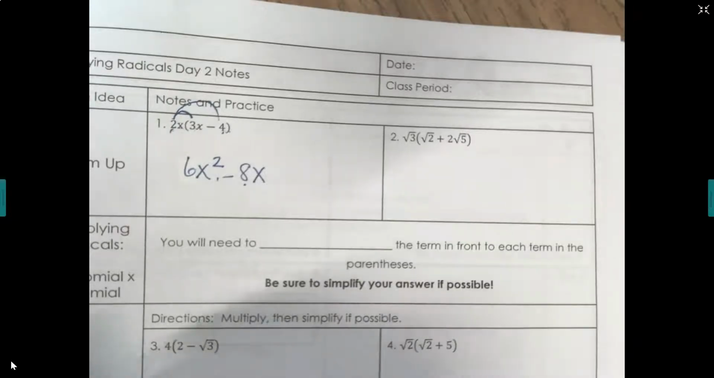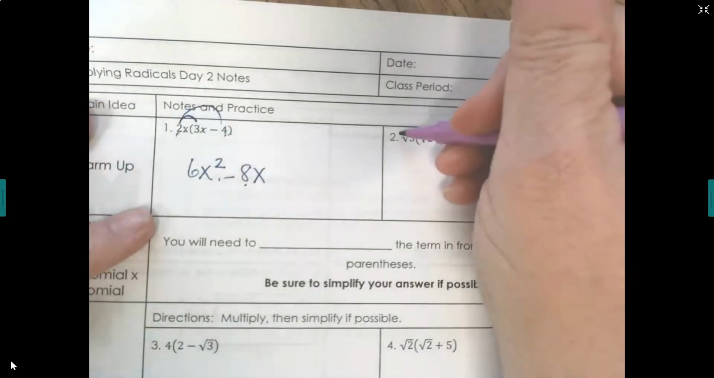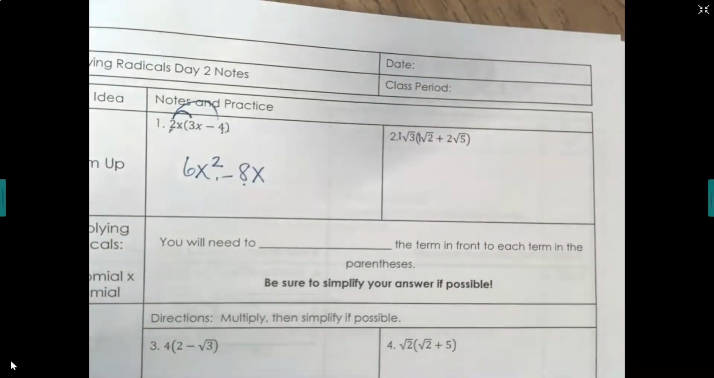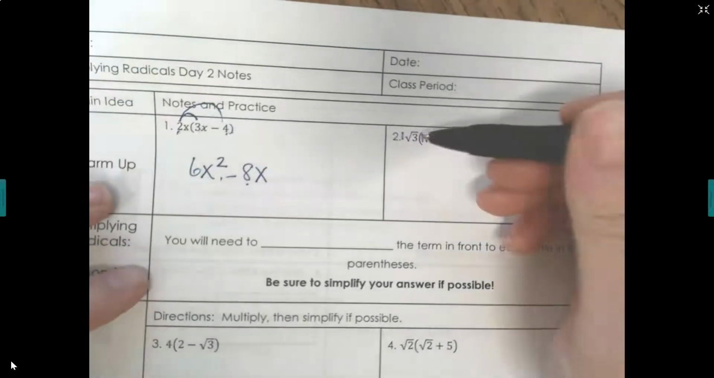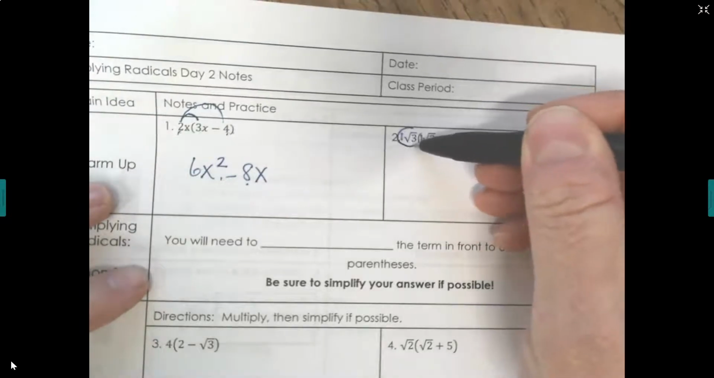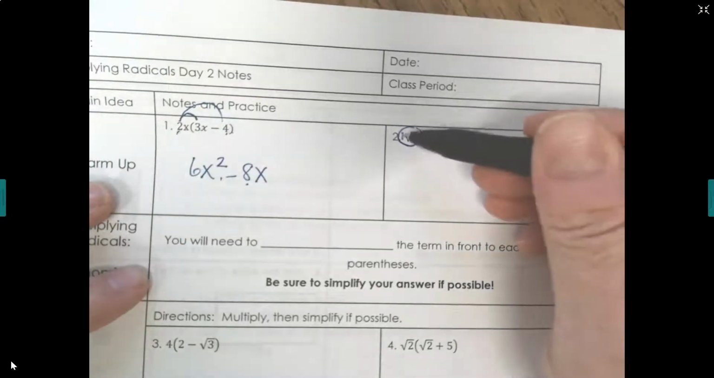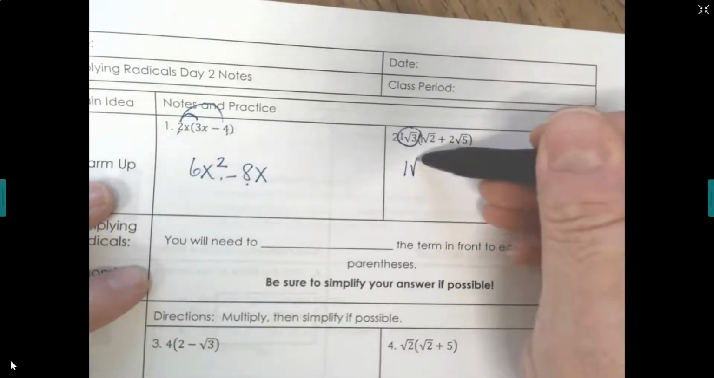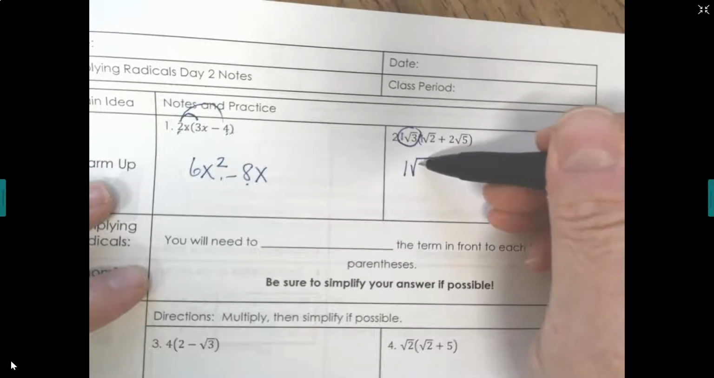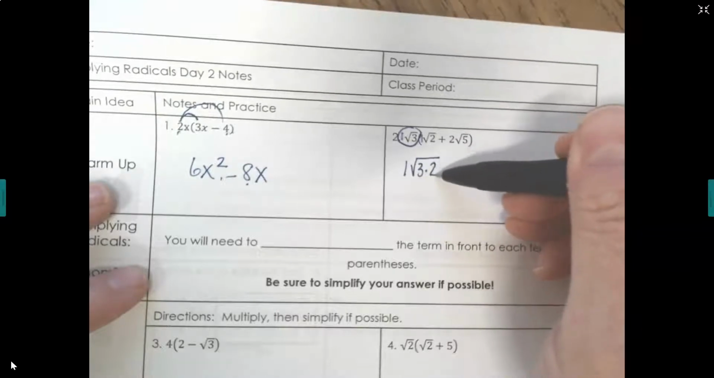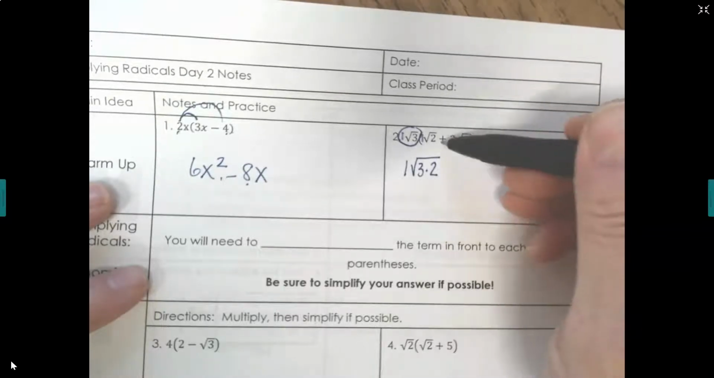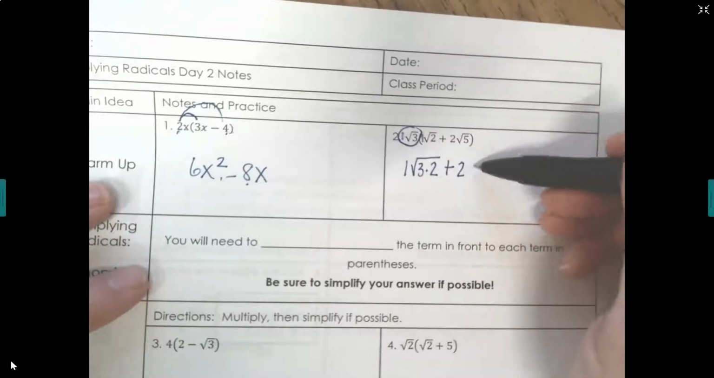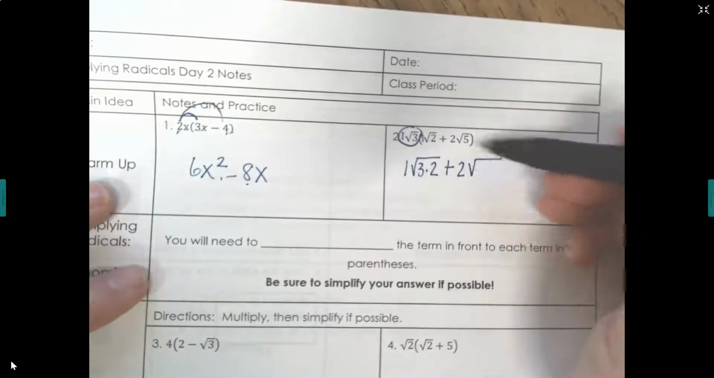So remember, if there's not a number in front of a radical, it's the understood 1. So I'm going to write them in so we can see them here. We're going to multiply 1 square root 3 times 1 square root 2. So we have 1 times 1, which gives us 1. Square root 3 times square root 2 will be square root of 3 times 2. Then there's a plus sign. Then I have 1 times 2, which gives me 2. Square root 3 times 5.